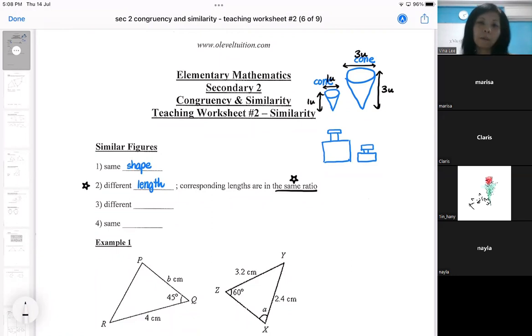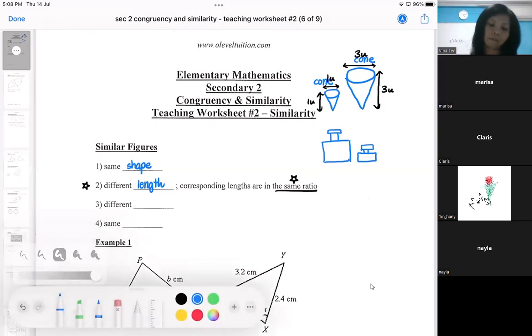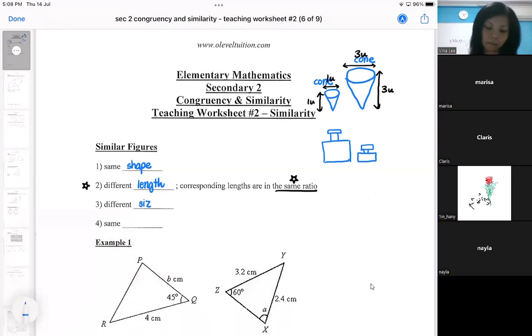We will not be matching length in similarity, so I would like you all to pay attention. You have been matching length because of congruency. When it comes to similarity, we will not be matching length. Instead, it will be the same ratio. So that's the critical basic idea. And of course we have different sizes, because there will be a big version and a small version.